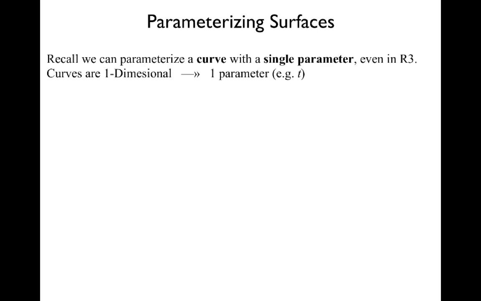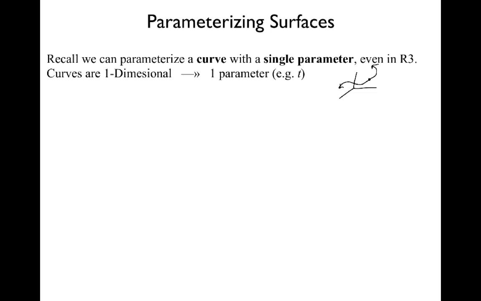Remember that we did this with curves. We parameterized curves, and that took a single parameter, which we usually said was t, and that was possible to do with one parameter, even when the curve was in R3, because curves really are one-dimensional things. Even if they move through higher dimensions, at a given point you can only go one direction, and there's positive and negative.